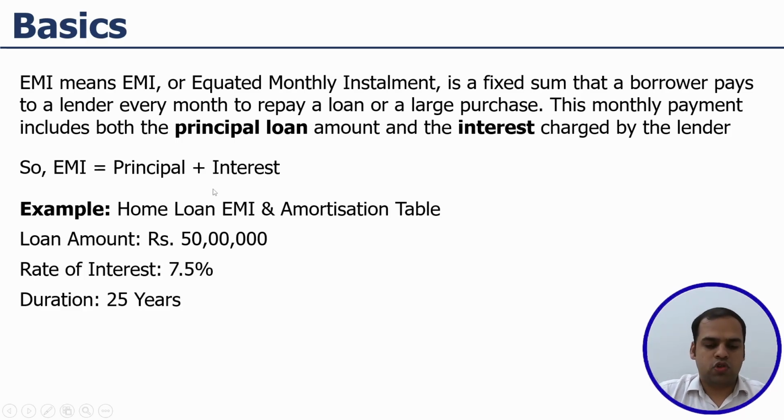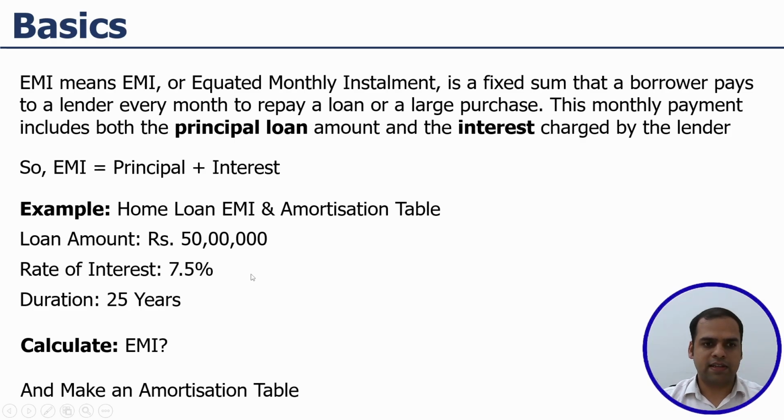Now let's assume an example and we will build an amortization table upon this example. Suppose the home loan we took from the bank is 50 lakh rupees at the rate of interest of 7.5% for the duration of 25 years. Now on Excel we will calculate EMI and make an amortization table.